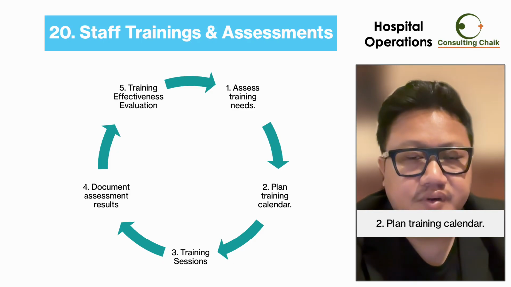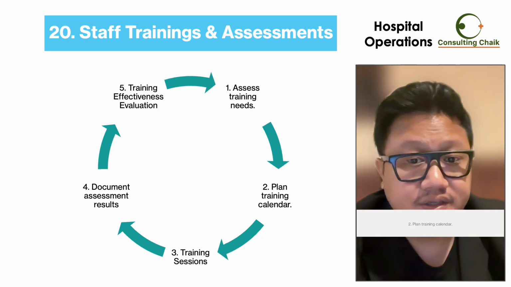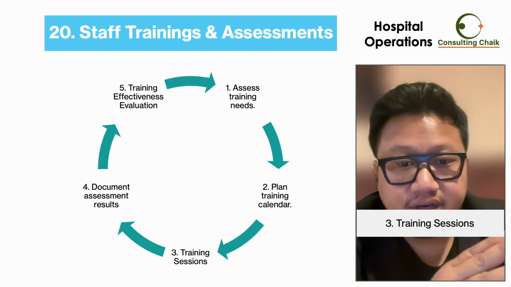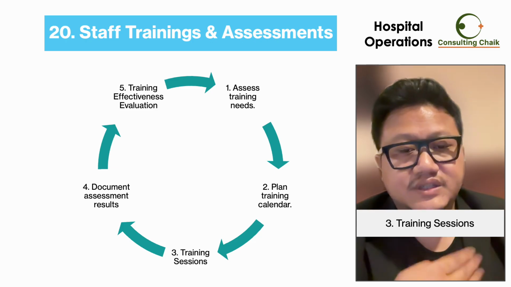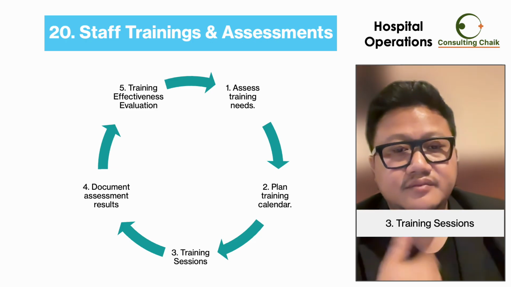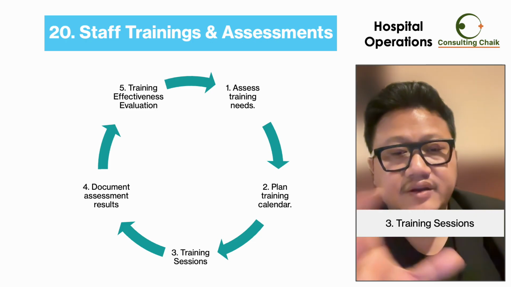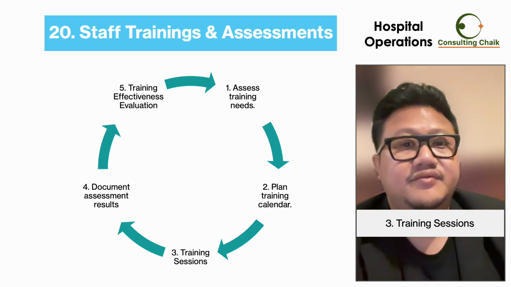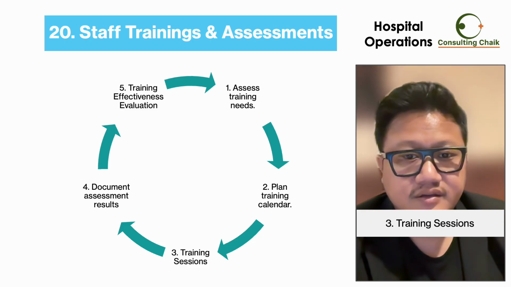It is very important that this training calendar is monitored. Once the training calendar is done and your training sessions start, you need to see every month whether your training is being done as planned or not. How many trainings were planned and how many were actually done. This is one HR quality indicator that you can have, which we do have in our hospital.